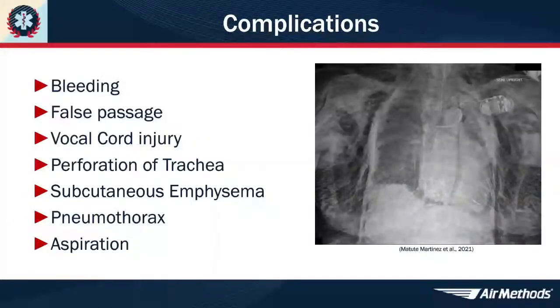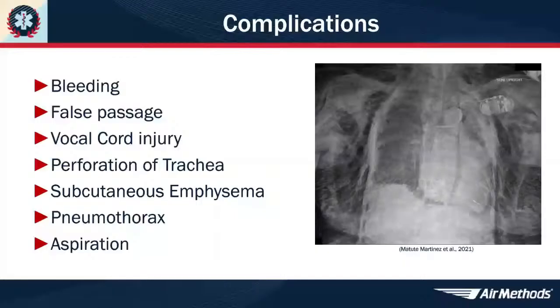And obviously we're talking about complications here, so bleeding is probably the biggest one. False passage is where you don't actually get the tube or the needle into the trachea itself. And this is easy to do. Sometimes you think that you're in the right place, but it's actually not. So if you're having problems ventilating them after you get that Shiley or whatever tube you have in place, you may have a false passage and you need to take it out and work on that. Vocal cord injury, that's something that may or may not be able to be avoided.